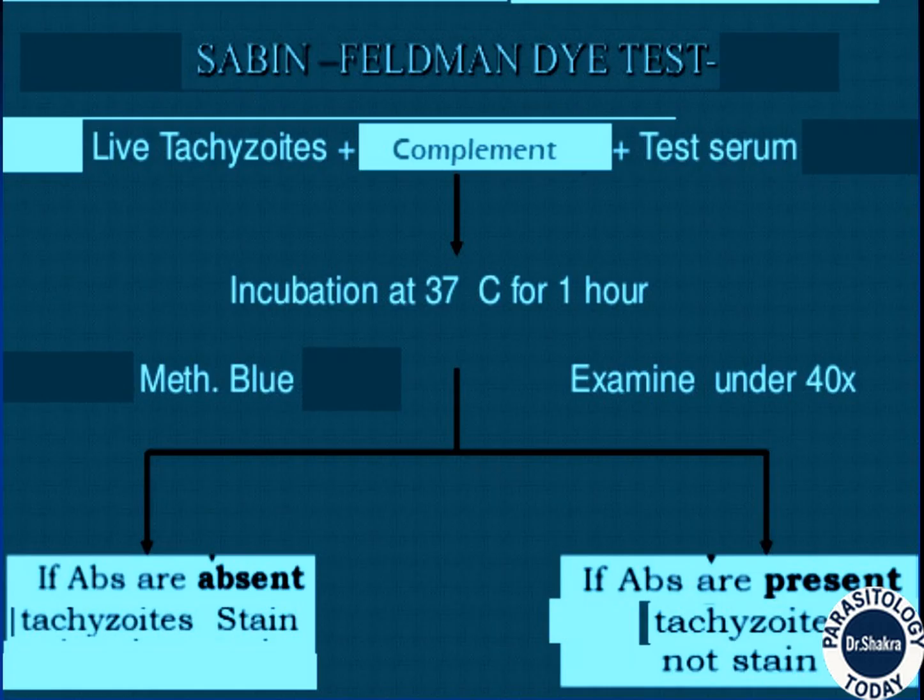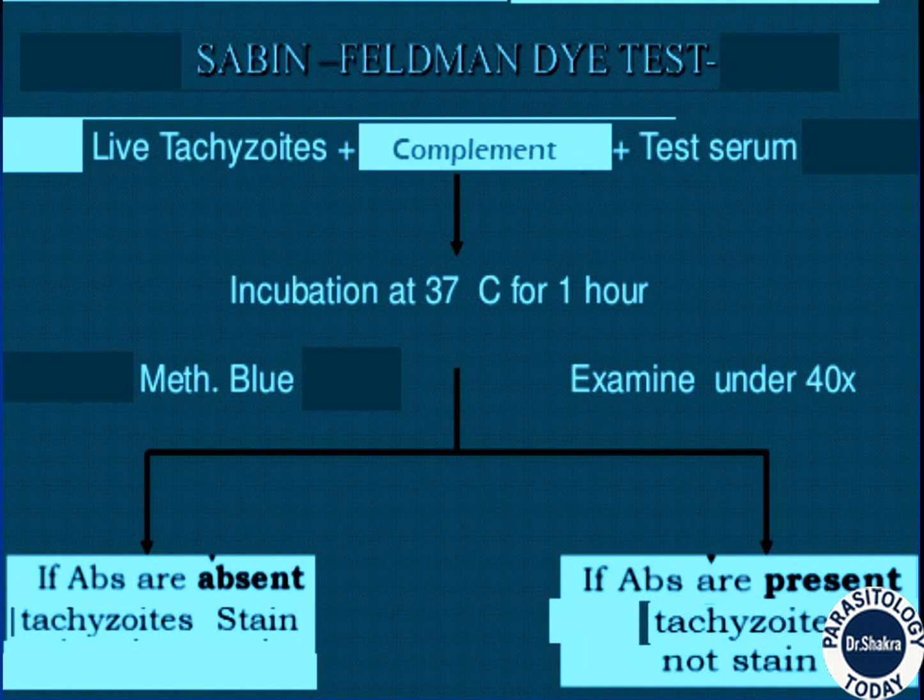Sabin-Feldman dye test. Gold standard but rarely used in routine labs. Detects antibodies that inactivate tachyzoites. The Sabin-Feldman dye test is a classical gold standard serological test for detecting Toxoplasma gondii antibodies. It involves mixing live tachyzoites, complement, and the patient's serum, then incubating at 37 degrees Celsius for 1 hour.